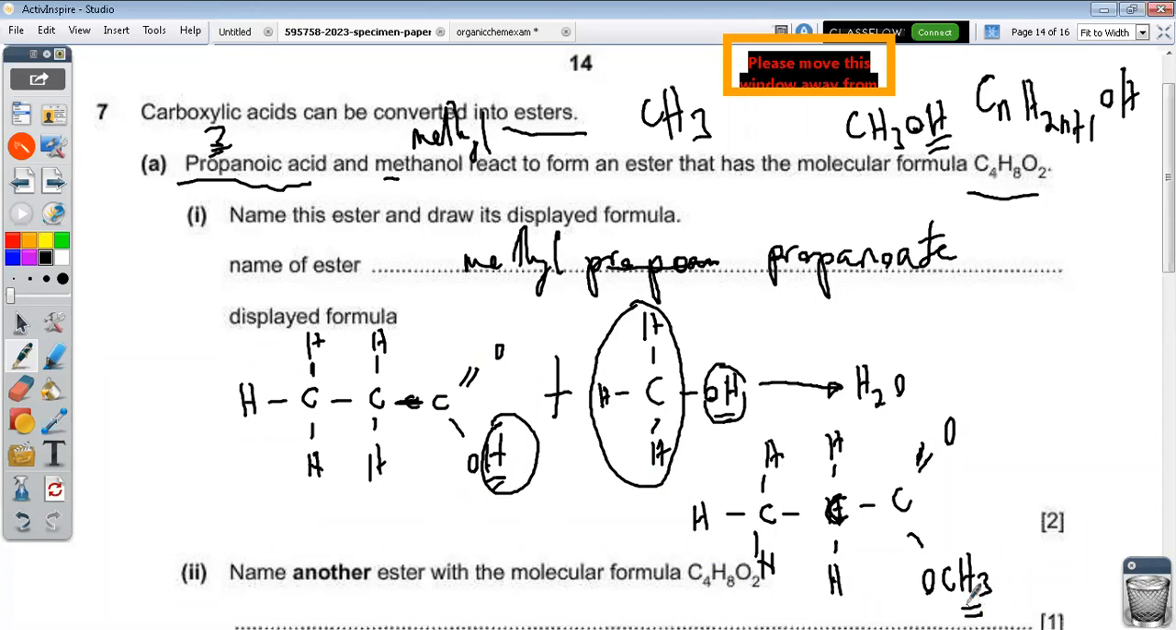And the naming starts from here. Methylpropanoate. 1, 2, 3. Clear? Make sense? Yes, sir. Propanoate.